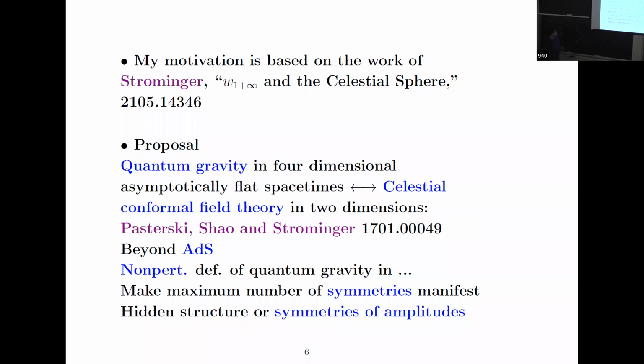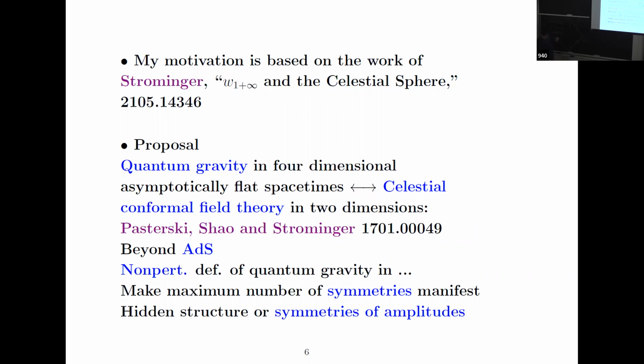So I was impressed by the Strominger paper that appeared last May. Here the title was W1+infinity and the celestial sphere. So maybe I will describe what W1+infinity is at the end of my talk. And this is the two-dimensional sphere, but basically here we call this the heavenly sphere or celestial sphere. Basically, this is the two-sphere.